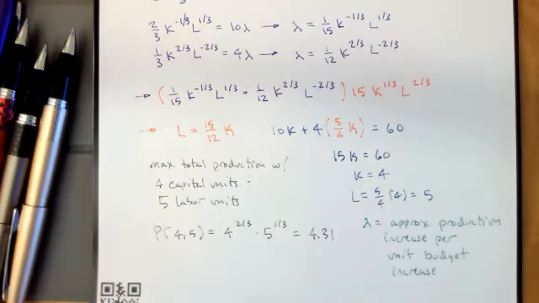Lambda will tell us how production will change if we increase the budget. So if we increase to 61 units, lambda would be the approximate change in total production. It's like the slope of the production with respect to the budget. That's what the units of lambda could be: change in production per unit of budget.